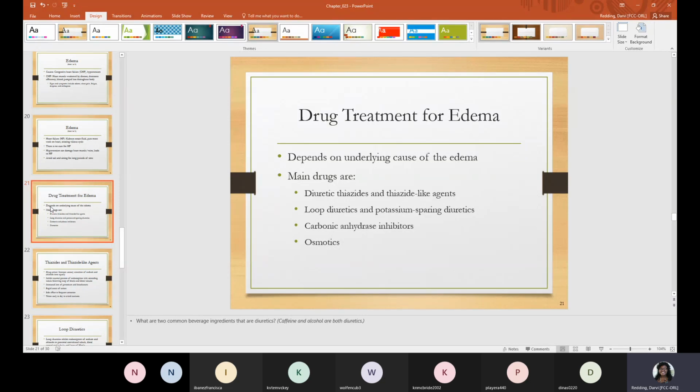An example would be hydrochlorothiazide, that's known as a diuretic. Other examples would be loop diuretics and potassium-sparing diuretics. An example of a loop diuretic would include Lasix. An example of a potassium-sparing diuretic would include Aldactone, which its generic is spironolactone. Other medications would include carbonic anhydrase inhibitors, as well as osmotics. These are better known as the drug classes for edema.